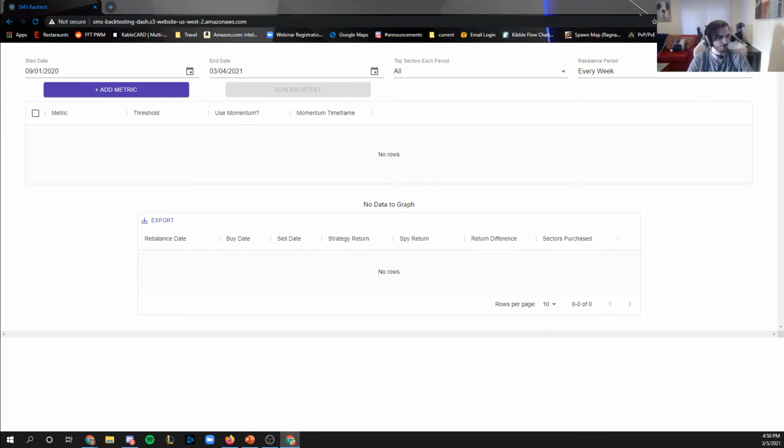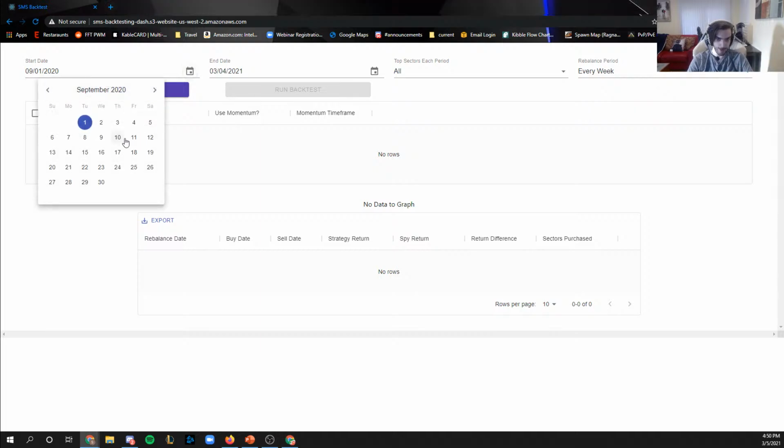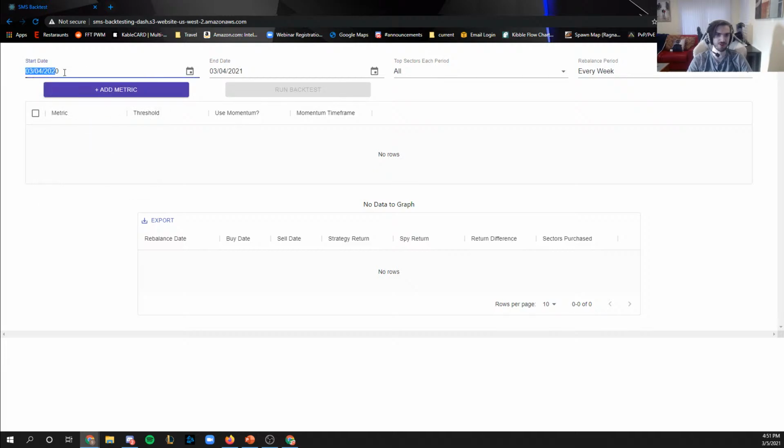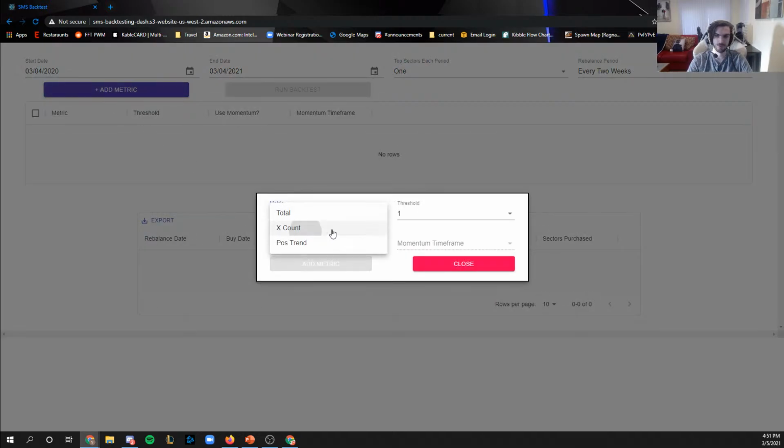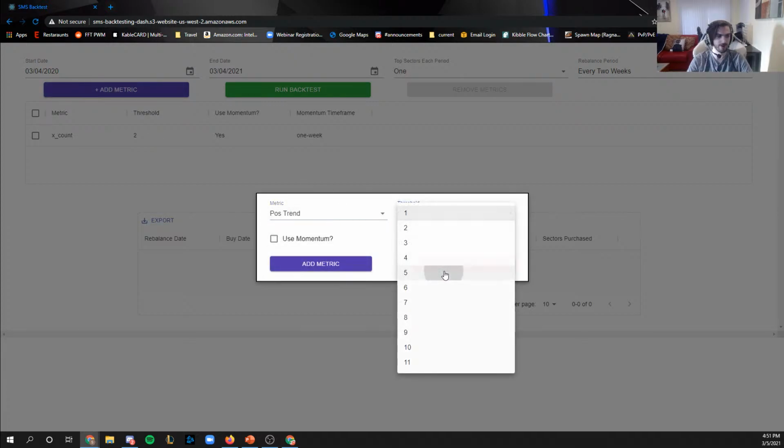If not, I will go through an example of a strategy that I have. All right, let's see. I am going to test for the past year if I invest in the top sector once every 2 weeks with an X count momentum of 2 or more and a positive trend of 5 or more.